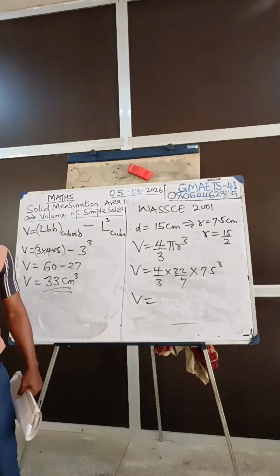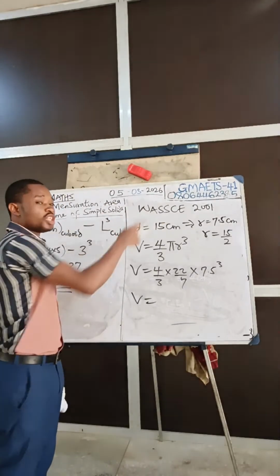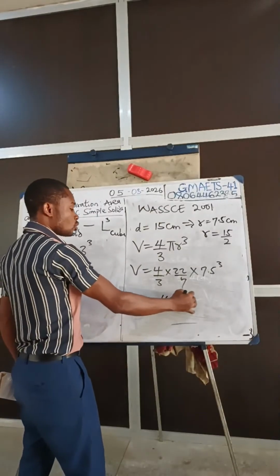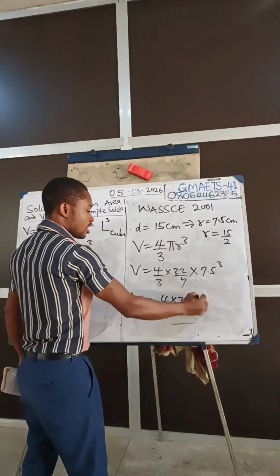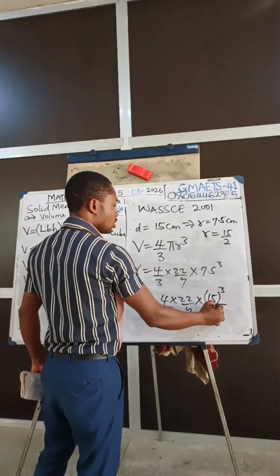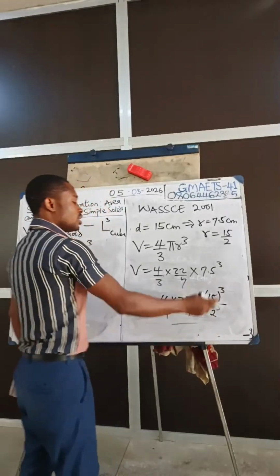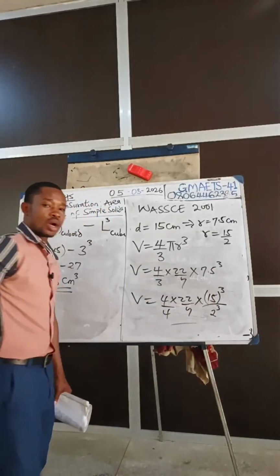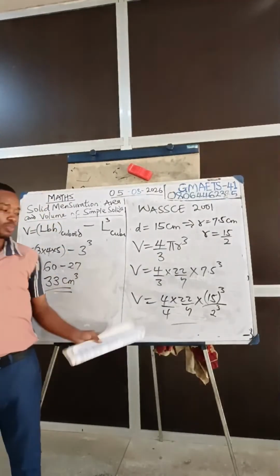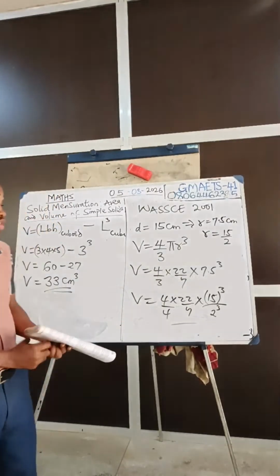However, if you were in the exam hall, it will be better you don't change this to decimal, since it is Q. You now come over to this: you are working 4 times 22 over 7, times 15 to the power of 3 divided by 2 to the power of 3. This is 8. 15 cubed, you can work it out. 15 times 15 is 225. Times the other one, multiply out, and then you start reducing.